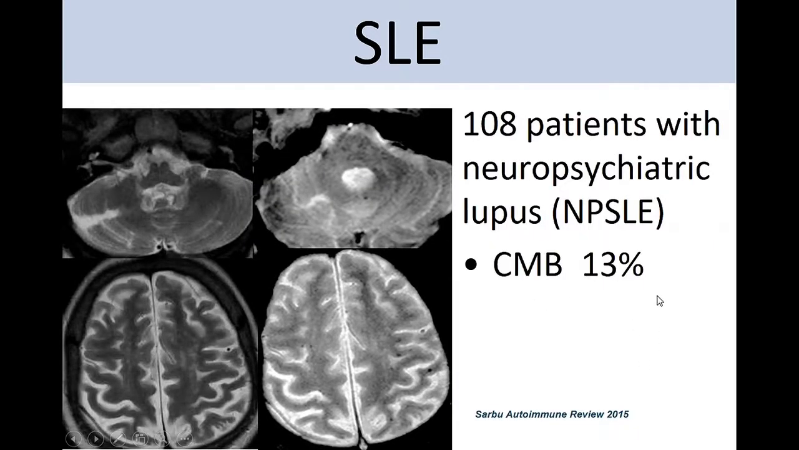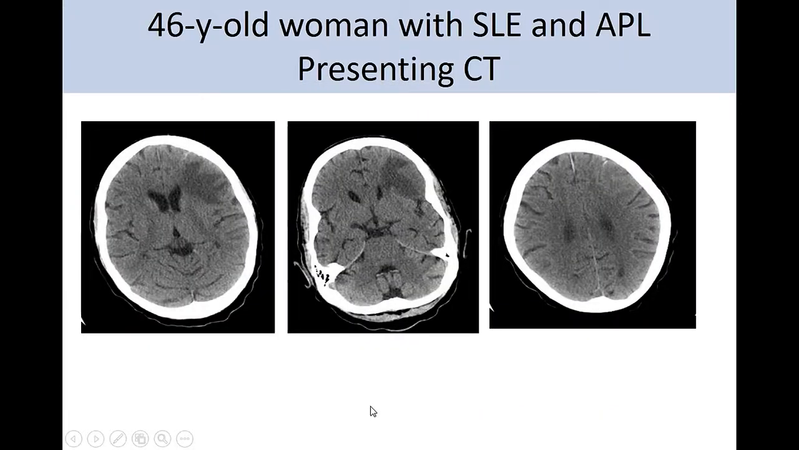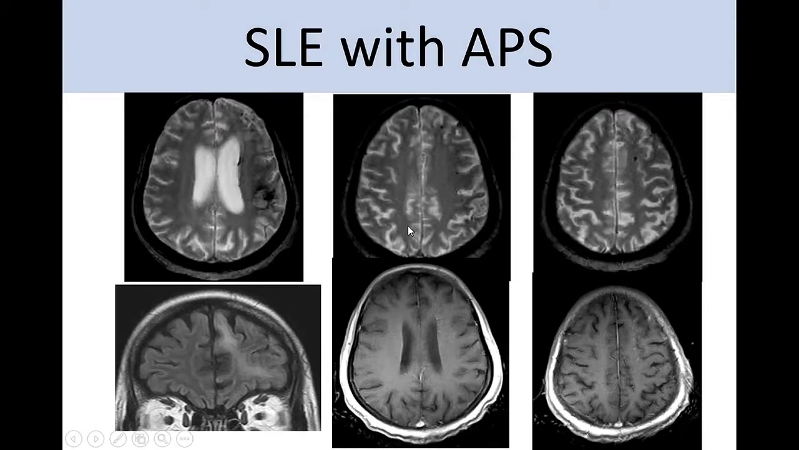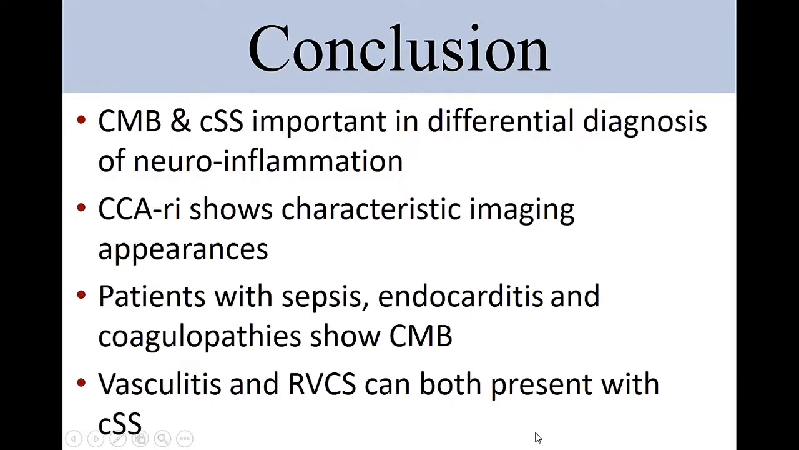Lupus, the neuropsychiatric form of lupus, presents in 13% also with microhemorrhages. How much this could help in the differential diagnosis, I'm not completely sure. But in this patient, for instance, who has lupus, we started with a CT, and on the MR you see this hemorrhage, but also some microhemorrhages and some enhancement.